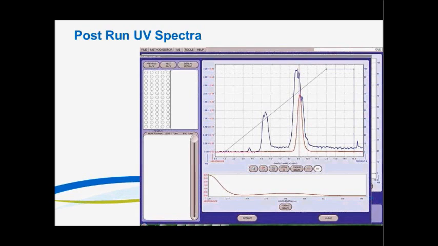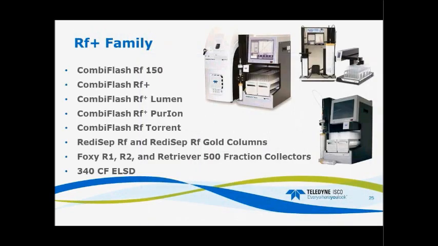We've talked about mass spectra. One of the other things to discuss briefly is that what you can do for mass spectra on the RF Plus, you can also do for UV, where you can get the UV spectra at any point in time, and that can be displayed in a window underneath. This example is a post-run UV spectra, but that can also be done in real time as well.